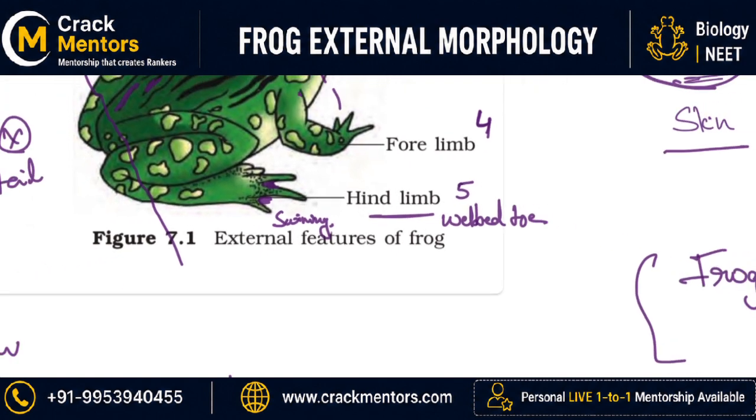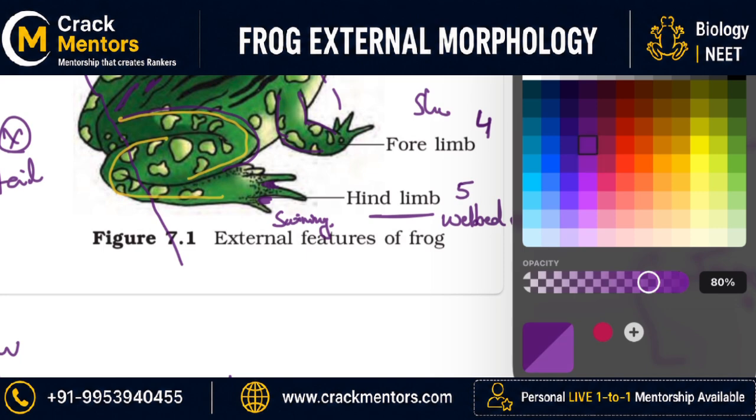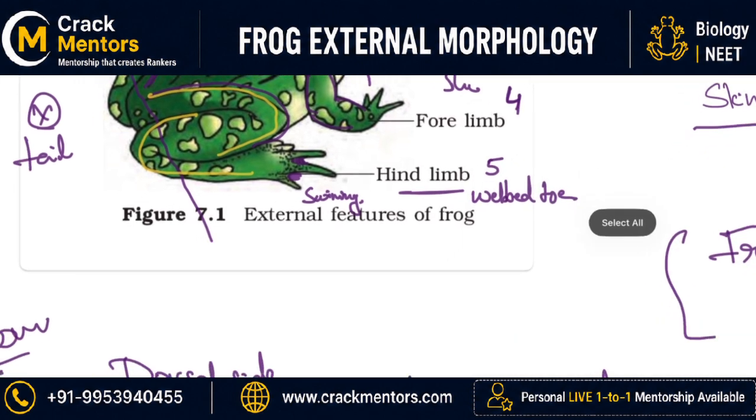Okay, here you can see the forelimbs are very short. Coming to the hind limbs, see, these are the hind limbs. These hind limbs are longer, stronger, and muscular. They have stronger hind limbs compared to the forelimbs.